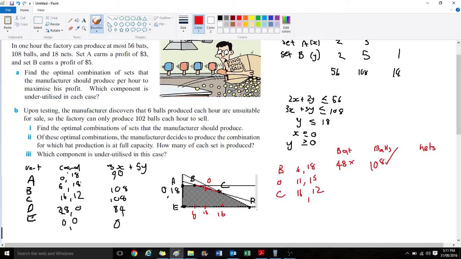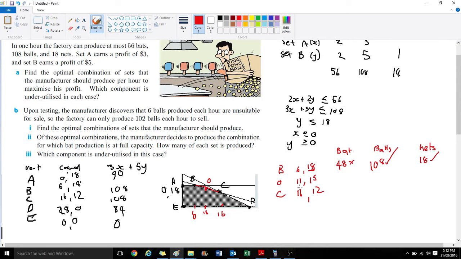Alright, we can inspect the nets. We can see we've made 18 sets of B. Each B has 1 net, so we've used 18 nets. Alright, so in case B, there is 8 bats that we haven't used. The factory's made them, but we haven't put them in a set. Alright, let's examine the next case, case C.